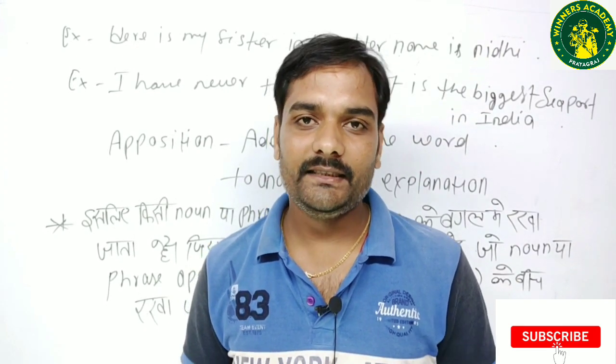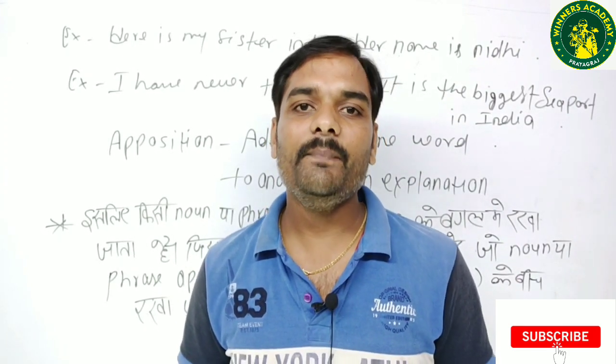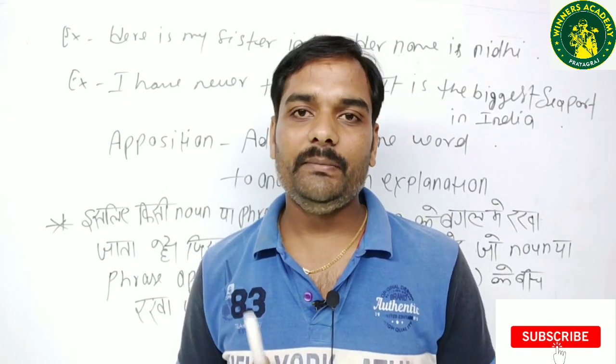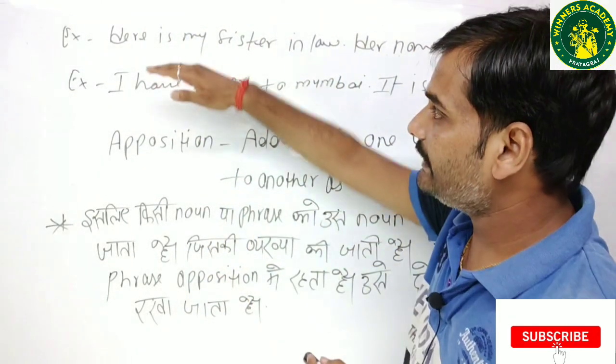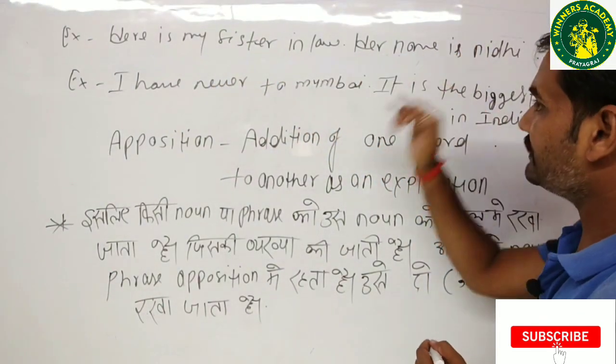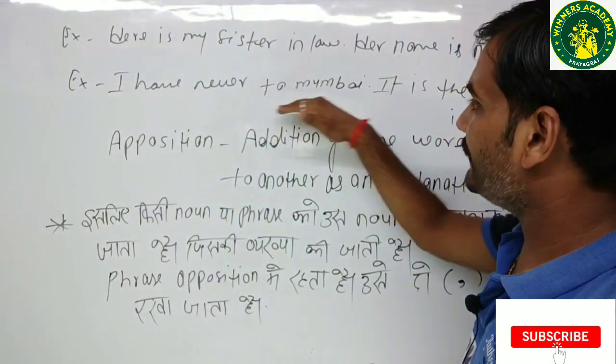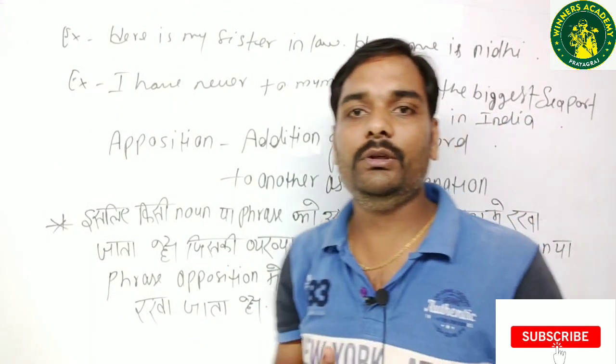This is the second part of synthesis. Yesterday I taught you 25 questions on participles. After that, today we will look ahead. Today's questions are such that people get stuck. Like, here is my sister-in-law. Her name is Nidhi. Or, I have never been to Mumbai. It is the biggest seaport of India.